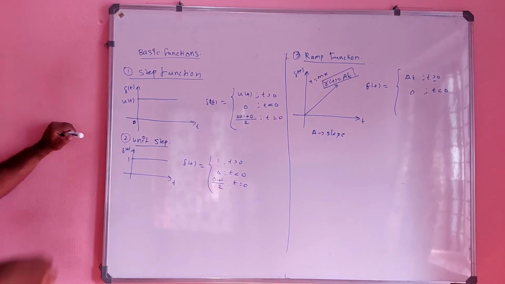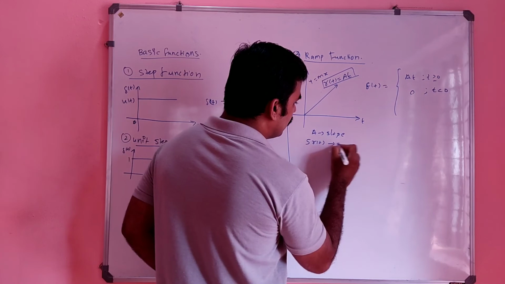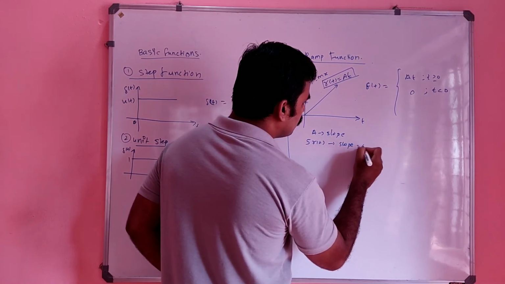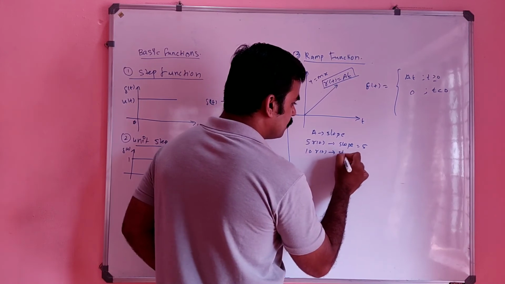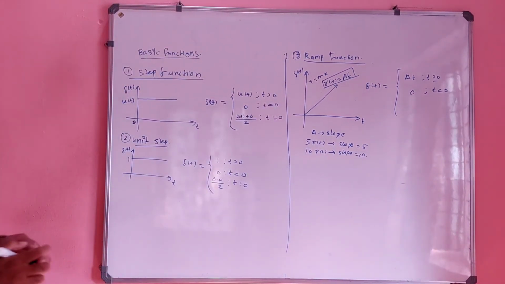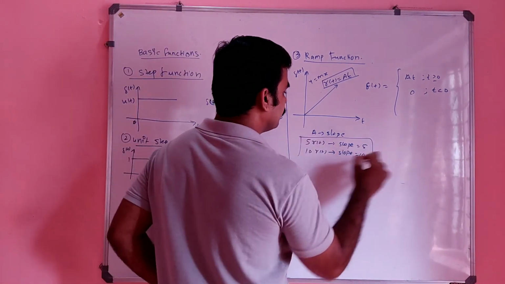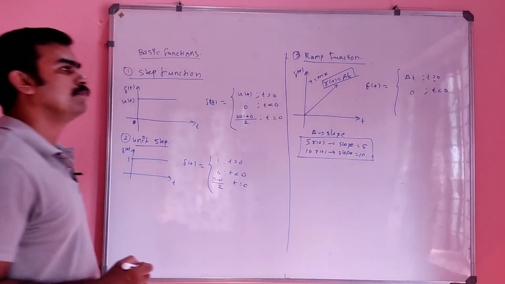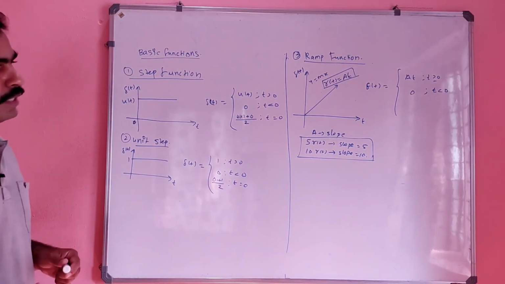So if you have a signal 5 into r of t, what is the meaning? Slope is equal to 5. If you have a signal 10 into r of t, the slope is equal to 10. Is it clear? This is very important. So that's all about the ramp function.